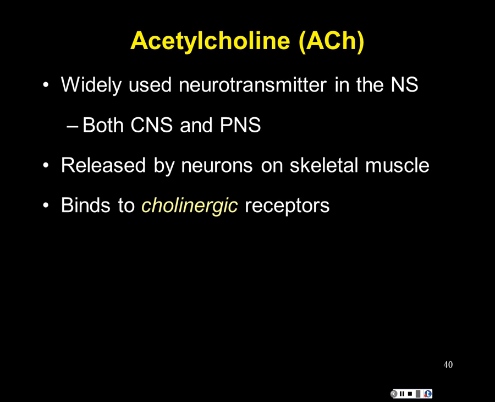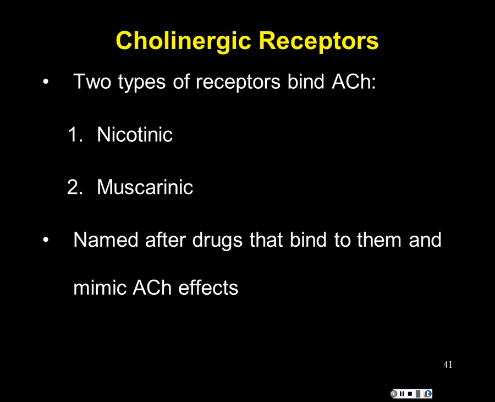If you look at the prefix, it says what? Choline, which is in acetylcholine. Acetylcholine binds to cholinergic receptors. Of our cholinergic receptors, there are two types that either open or close ion channels or activate a second messenger system. The ones that open or close ion channels are called nicotinic receptors. The nicotinic receptors are basically gated sodium channels.